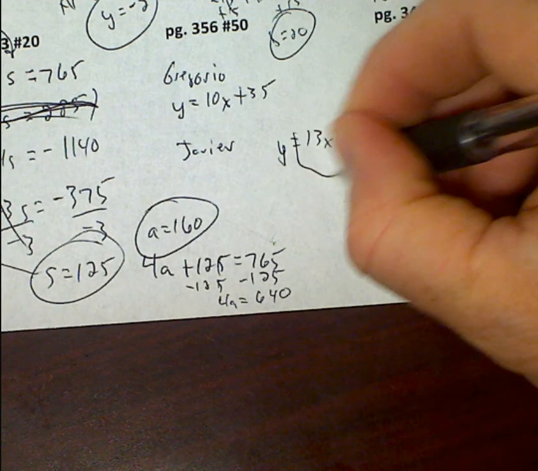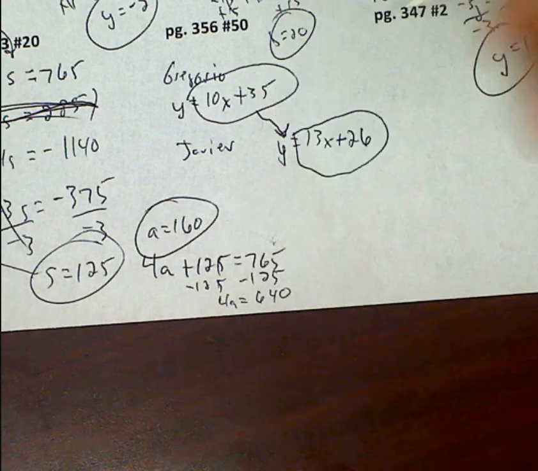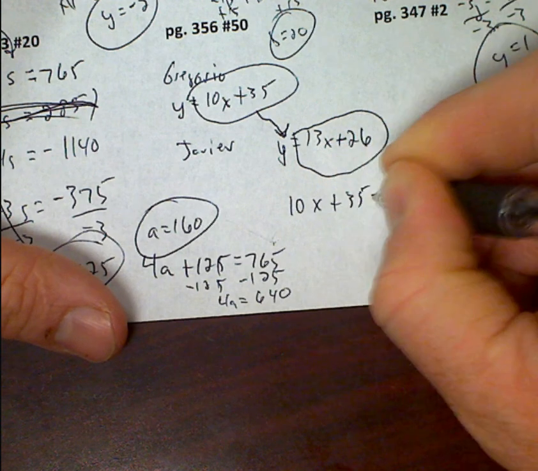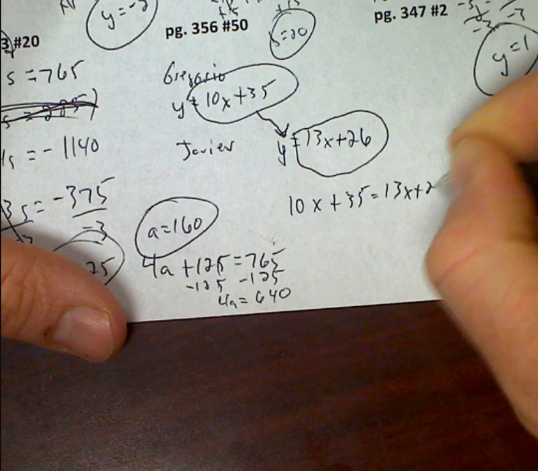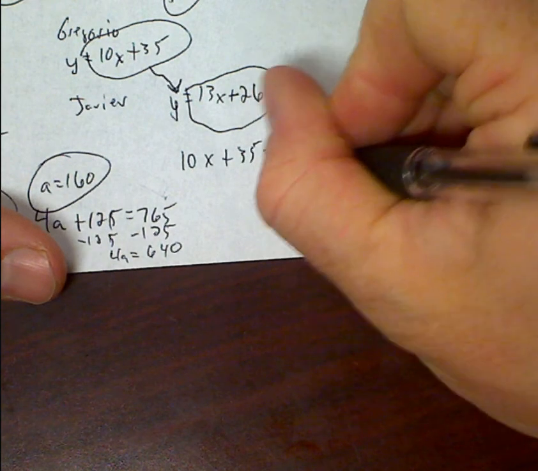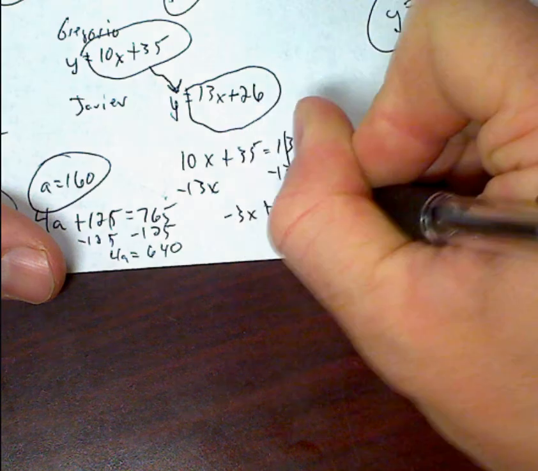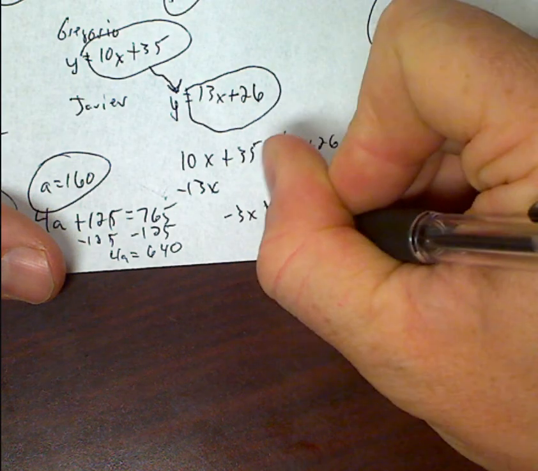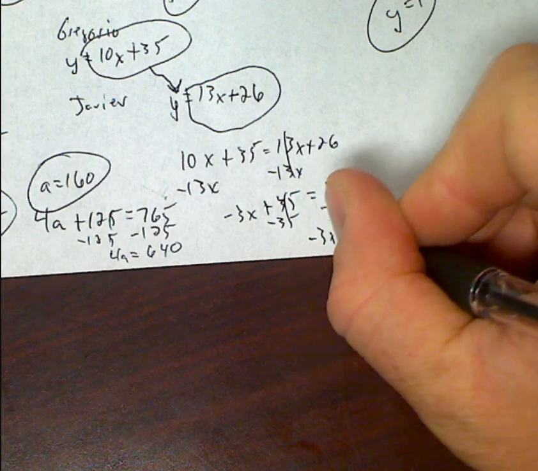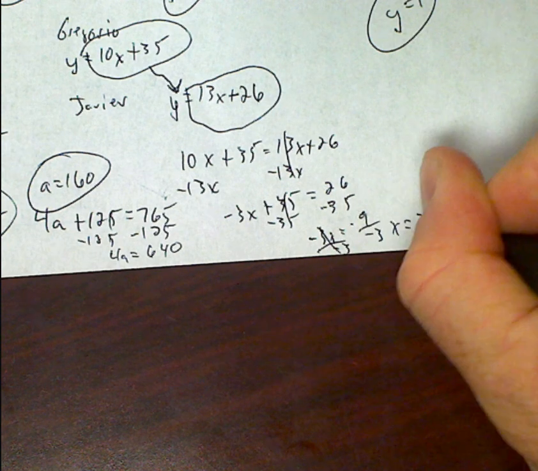My y is already solved for. So I'm going to go ahead and take my y and substitute this time. 10x plus 35 equals 13x plus 26. So I'm going to subtract 13x. That gives me negative 3x. I'm going to subtract my 35. That gives me negative 9, so negative 3x equals negative 9. Divide by negative 3, x equals 3.